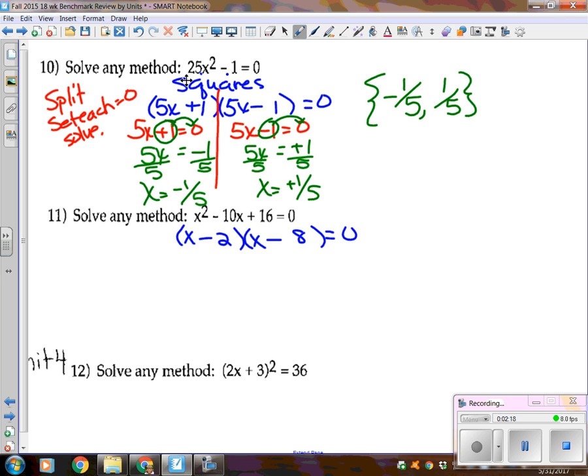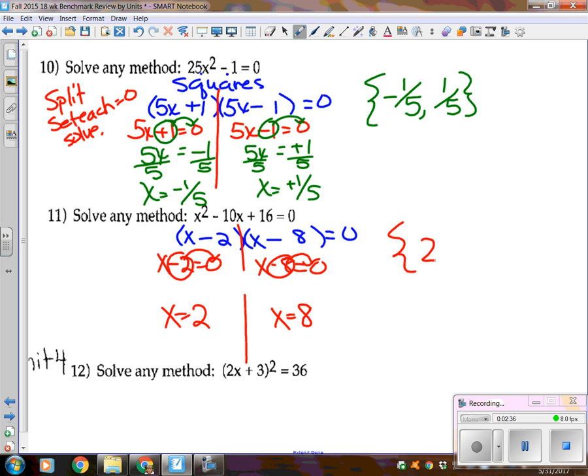Just like the last problem, we're going to split, set each equation equal to 0, and solve. When you move 2 over, you get positive 2. When you move 8 over, you get positive 8. The answer is the solution of 2 and 8.